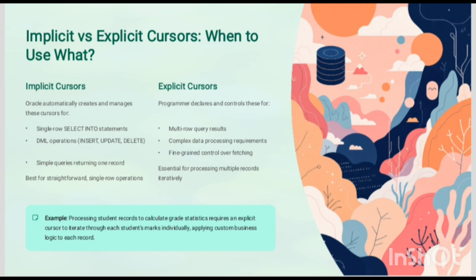For example, if you are processing students' marks to determine who passed, failed, or needs to improve, you must go through each record individually. This is exactly where an explicit cursor helps.